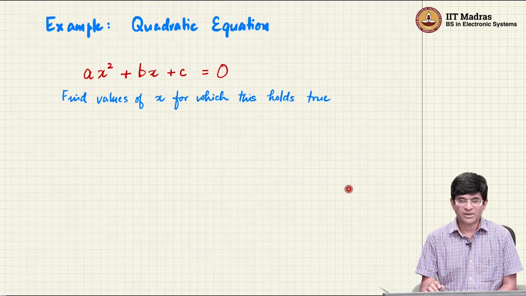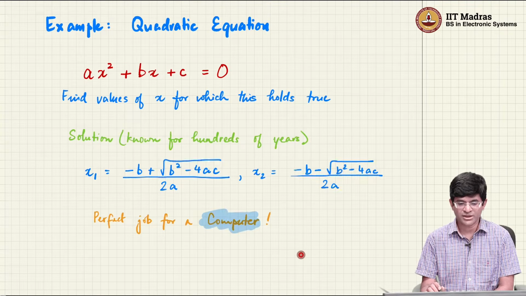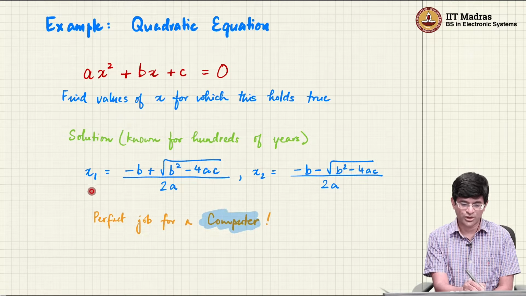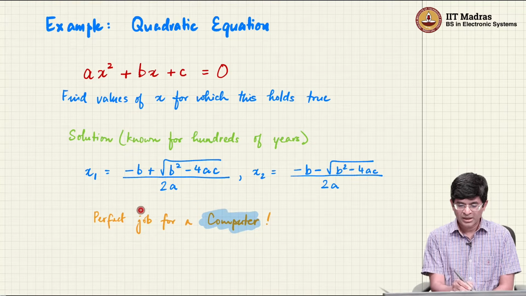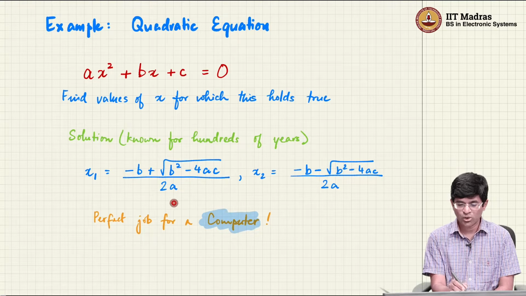Now from algebra, we know that there is a standard way of solving this and getting the solutions. It's been known for hundreds of years. Essentially, an equation of this form has two solutions, x1 and x2 are the names that I am giving to them here. In general, the solution is minus b plus or minus square root of b squared minus 4ac, the whole divided by 2 times a.